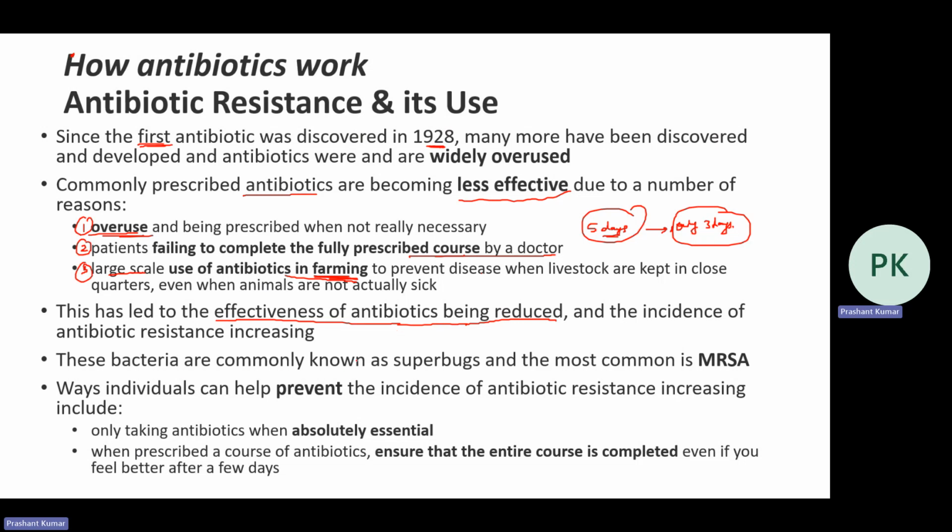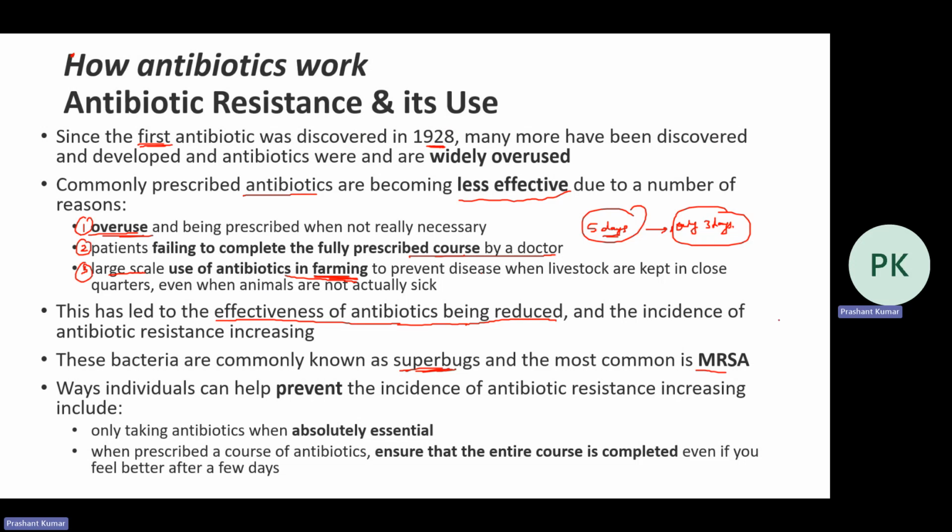These bacteria are commonly known as superbugs, and the most common is MRSA. Bacteria are not going to be affected by other antibiotics because they are totally resistant towards that particular drug. So there is no effect. The most common type of superbug is MRSA, also called methicillin-resistant Staphylococcus aureus.